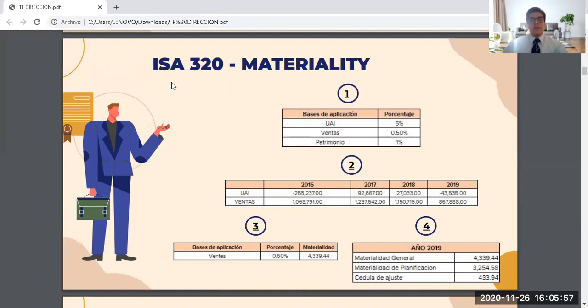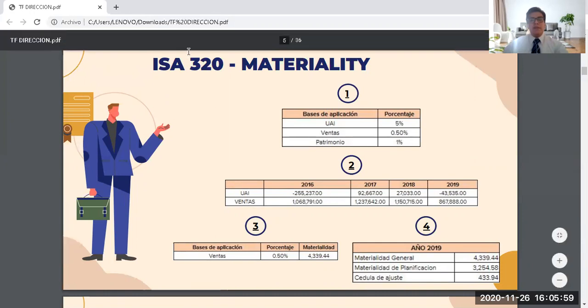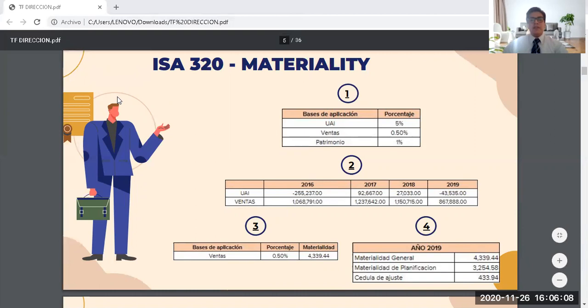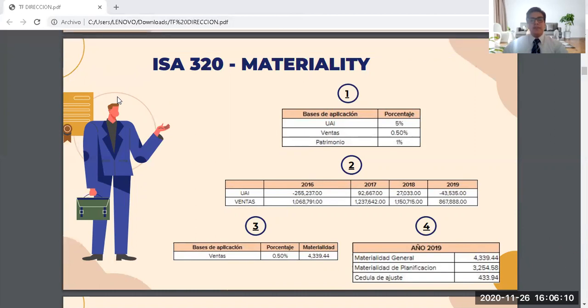So, based on the quantitative information of Buenaventura Mining, it is determined that the general materiality for the development of the audit is 4,339. It's important to mention that we also determined the planning materiality, which is 3,254.